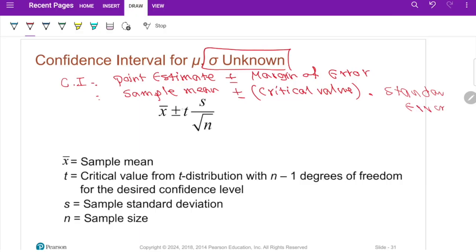What is the critical value? It is t. What is the standard error? s over radical n. What is the sample mean? x bar. Well, you have to be careful about the t value. You have to consider the degrees of freedom, which is n minus 1. Why minus 1? Because we are estimating only the mean, the population's mean.